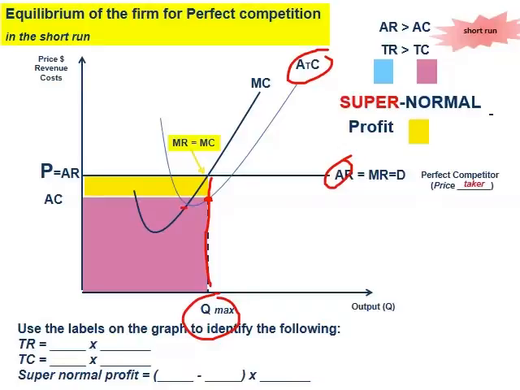So as a good review of this graph, now go through and use the labels to identify total revenue, total cost, and of course the calculation of supernormal profit. So I'll leave that to you.